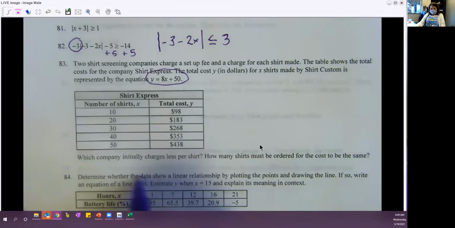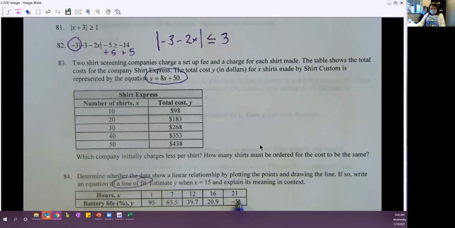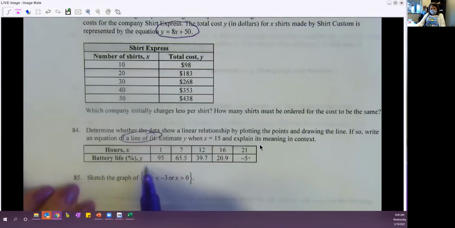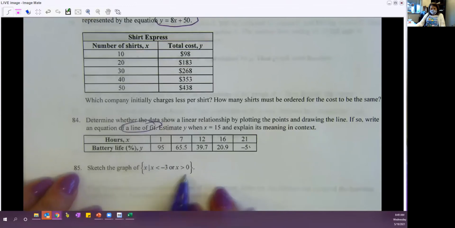So this one is asking like fit. I'm going to do this on the calculator. This is asking you, can you graph a number line? Graph on a number line.